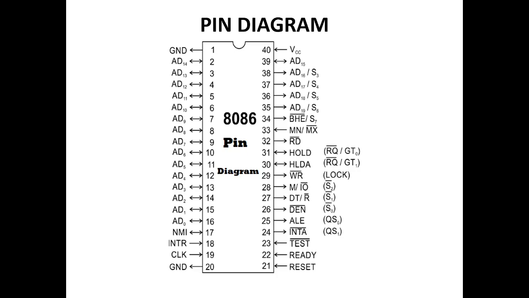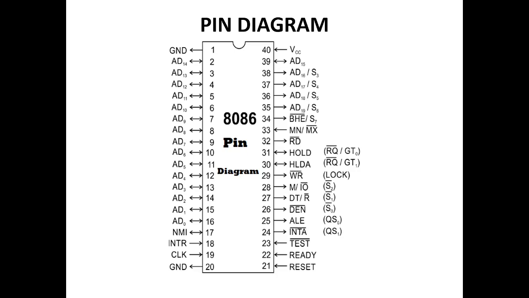Clock pin. The signal provides the basic timing for the processor and bus controller. The clock frequency may be 5 MHz or 8 MHz up to 10 MHz depending on the version of 8086. And VCC, that means the 40th pin VCC is the plus 5 volt power supply pin. Opposite to it, the 20th pin is the ground. In 8086 they are using two ground supplies, the 20th pin and the first pin, that means 0 voltage power supply.